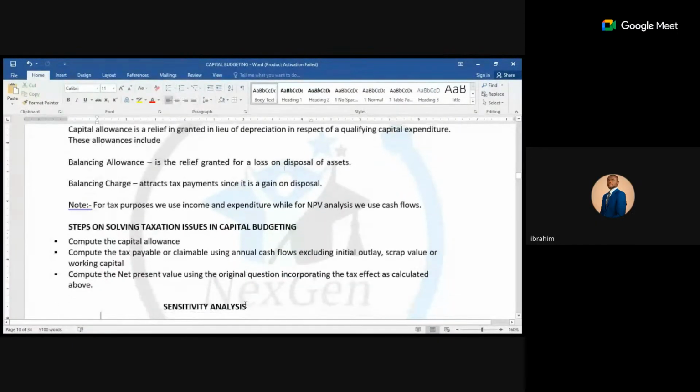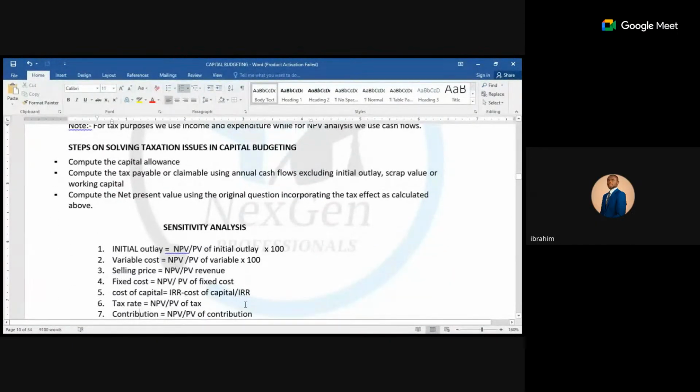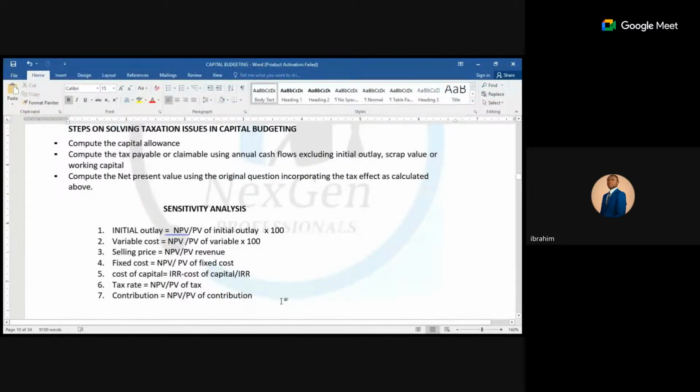So lastly, sensitivity analysis. Now, the question is, what is sensitivity analysis? Sensitivity analysis is the changes in variables like selling price, like fixed cost, like the tax rate, cost of capital, and so on.